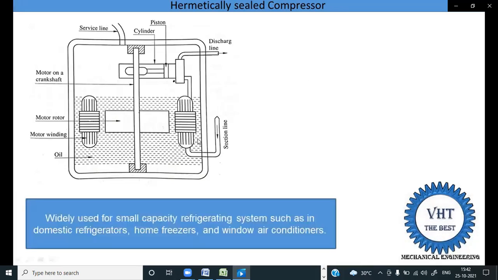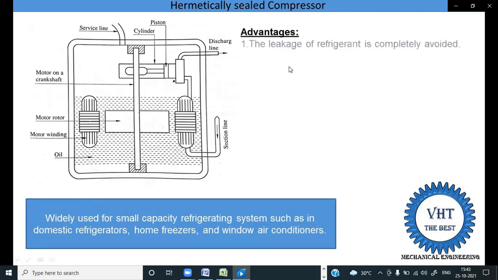Next we see its applications. It is widely used in smaller capacity refrigerating systems, such as domestic refrigerators, home freezers and window air conditioning systems. So at our home, in the fridge and AC, this compressor is used, that is a hermetically sealed compressor. The motor and compressor may be reciprocating or rotary.